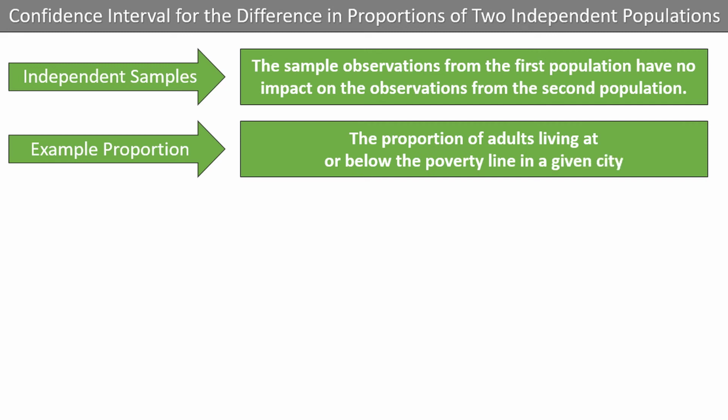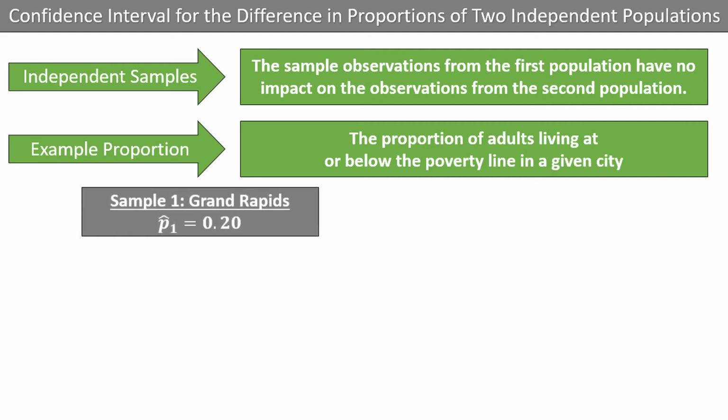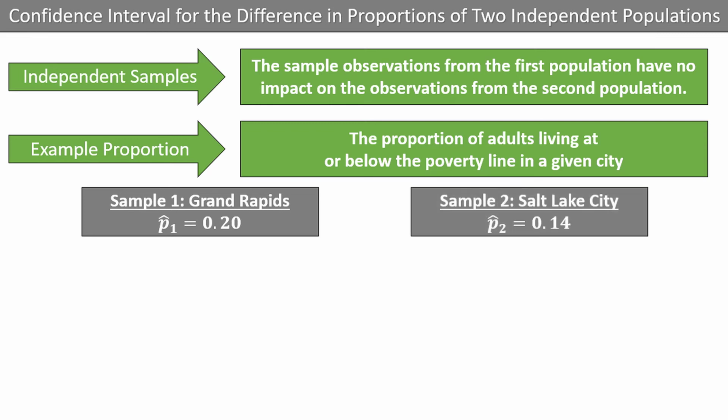Let's say we are interested in the proportion of adults living at or below the poverty line in a given city. We may have sample 1, which reveals that 0.2 or 20% of Grand Rapids adults are at or below the poverty line, and we might have a second sample that reveals that 0.14 or 14% of adults in Salt Lake City are at or below the poverty line.